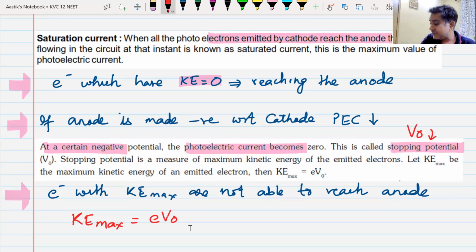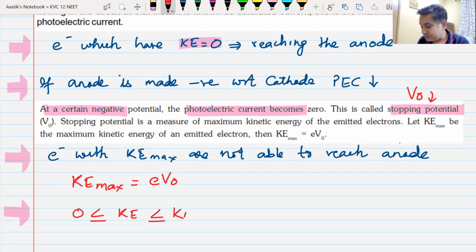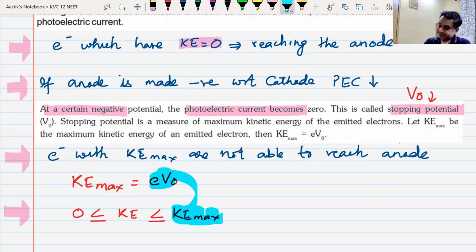What all we can understand from here is that the kinetic energy of the electrons which are emitted lies between 0 to a maximum value, and the maximum value of kinetic energy is nothing but e into V naught.